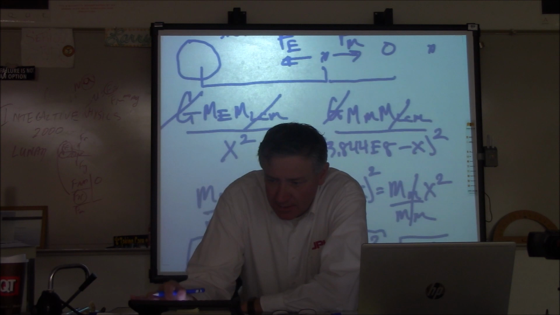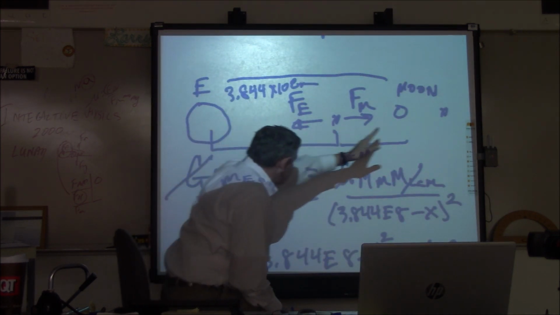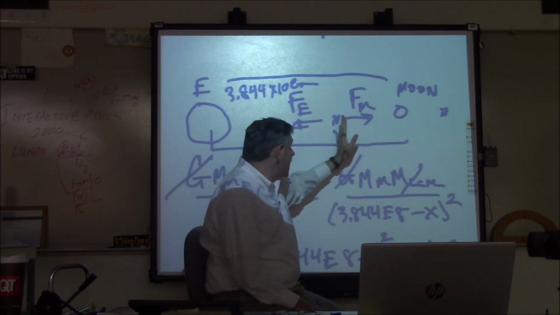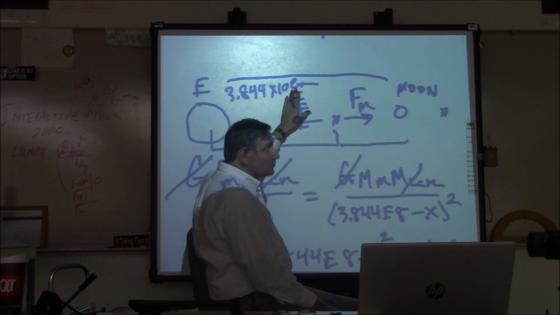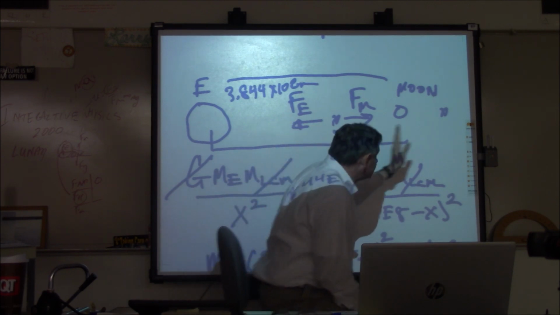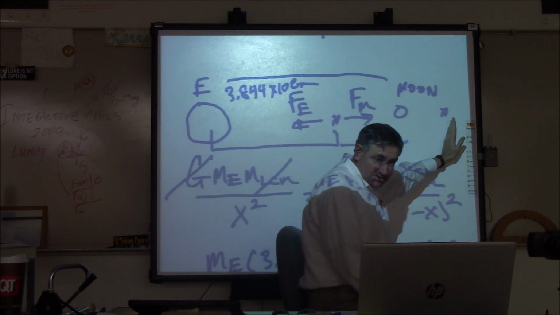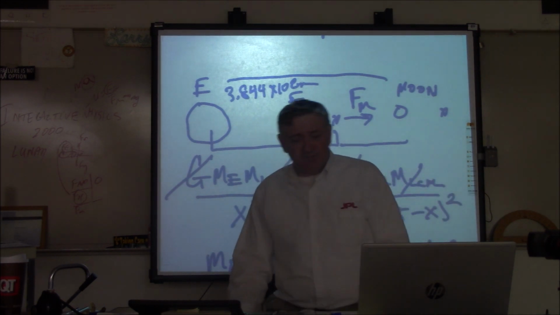L1 is going to put you between the Earth and the Moon. So L1 has to be less than 3.844 times 10 to the 8th. That's going to get you L1. L2 is going to put you out here somewhere on the other side. Okay? So that's what you want to look at.